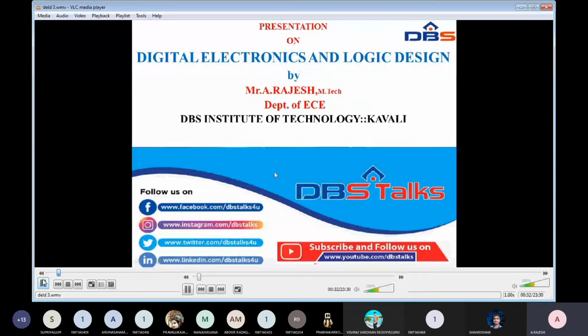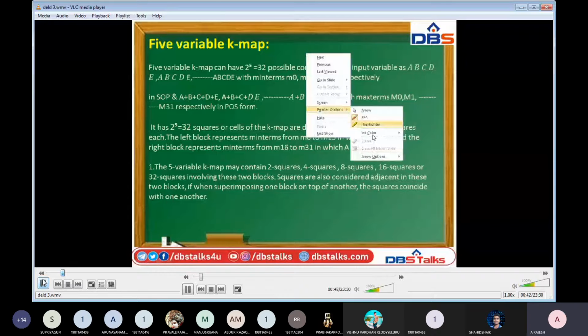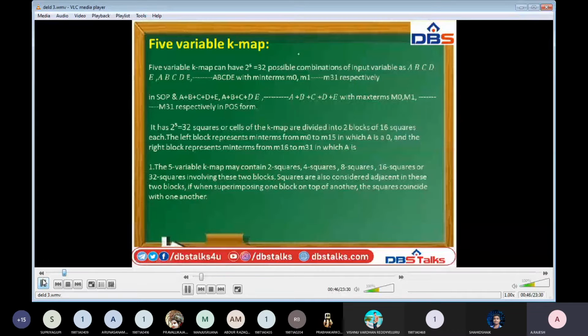That means 2 power 5, so the values range from 0 to 31.